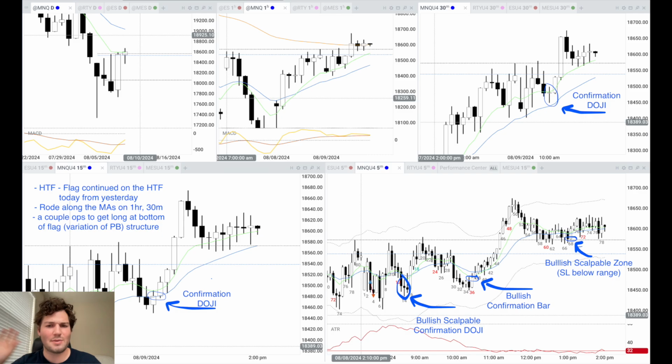So today we would only be biased to the long side because of the 1 hour chart. On the 30-minute chart, we are above those moving averages. We are still setting slightly higher highs, slightly higher lows, so it is acceptable to get long. The trade I took today, which you'll see in the analysis, wasn't a great trade. You can see my fills on bar 3 and bar 4 in the lower right 5-minute chart.